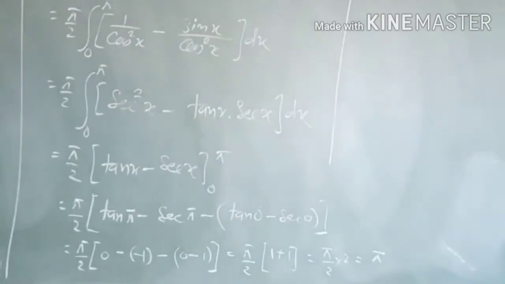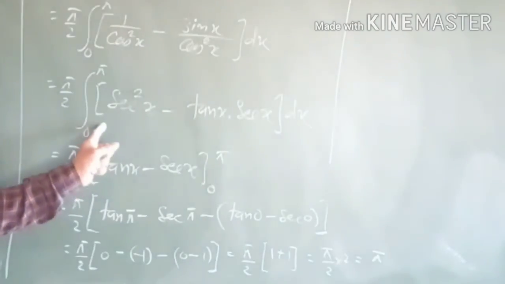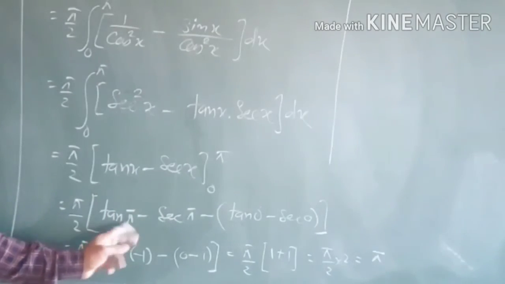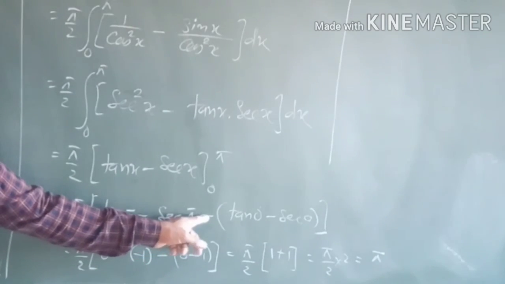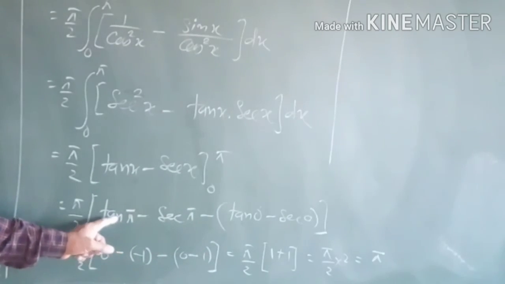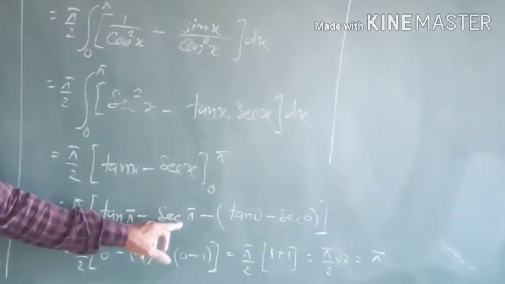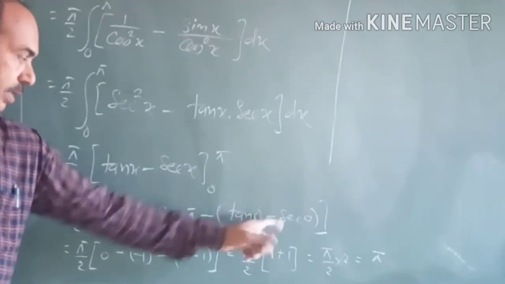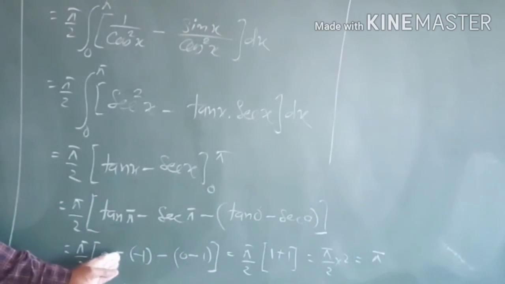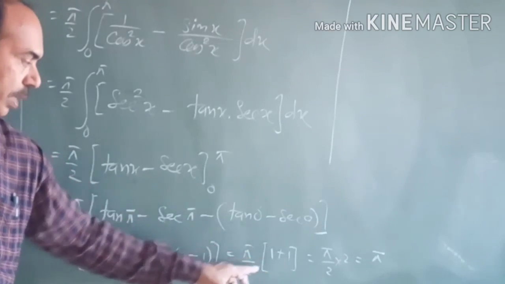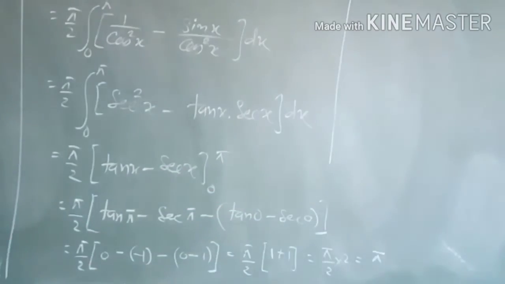Now apply the limits, upper limit minus lower limit. So tan pi minus sec pi, after that this is the minus sign, once again apply the lower limit, tan 0 minus sec 0. So tan 180 is only 0 and sec 180 is minus 1. Tan 0 is once again 0 and sec 0 is only 1. Now minus minus plus 1, and once again here also plus 1. So 1 plus 1 is 2, and this 2 is cancelled out. Your answer is only pi.